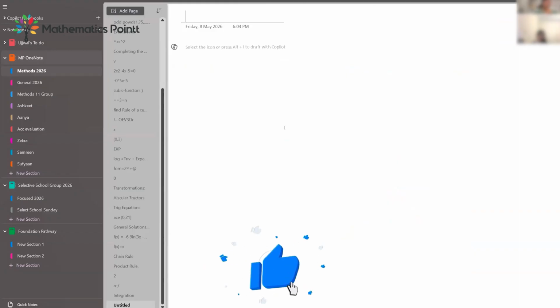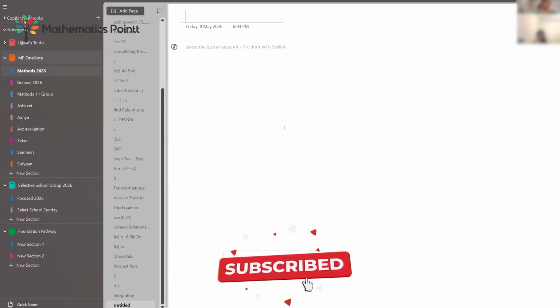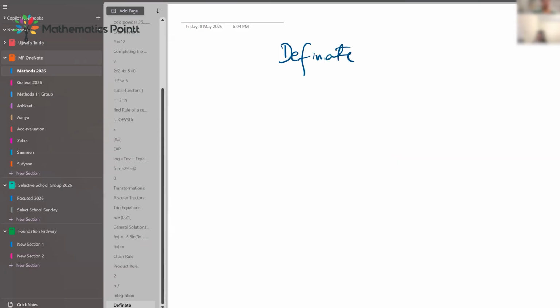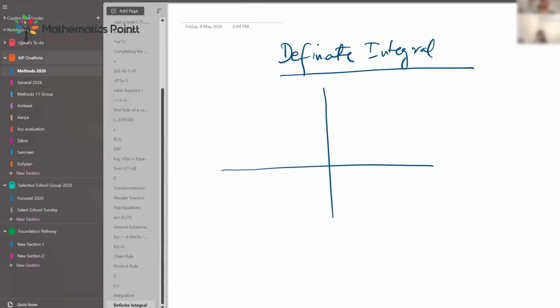All right, so I'm going to quickly give you an overview of the definite integral. Let us understand the concept of signed area first, and then we will talk about what is definite integral. So I'm just sort of building some background around it.